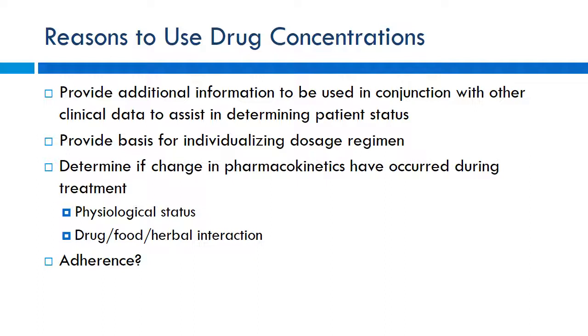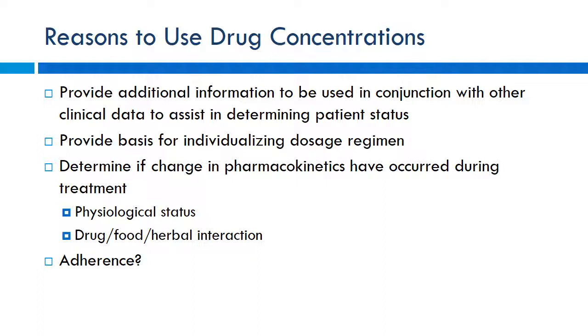So you're looking for toxicities, you're looking for efficacy, all of which means just don't treat the number for a drug level. You want to make sure you're treating the patient. But by getting some of this drug information, when that's useful, we're going to be able to individualize that dosage regimen for that particular patient. And so we can determine as well, using these levels, whether there has been a change in any of the pharmacokinetics that have occurred during treatment?